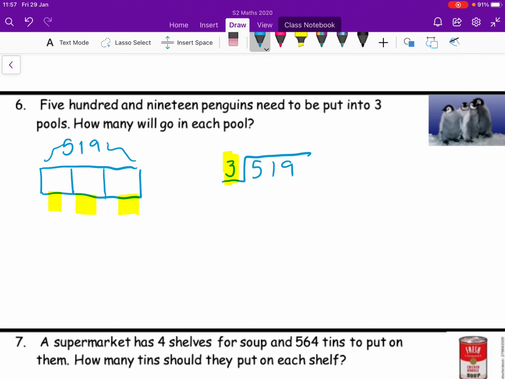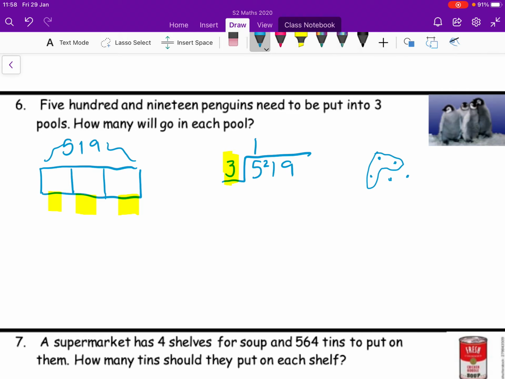So again, I'm going to look at this step by step. I'm going to first of all say how many groups of 3 are there in 5. If I wanted to draw my dots, then that's fine. So 1, 2, 3, 4, 5. How many groups of 3 can I get out of that? Well, only 1. Okay, because there's 2 left over. So I've got 1 group, so that goes at the top. Always the number of groups you can get go at the top. And then there's 2 left over. So remember what we do, we pass that on to the next number.